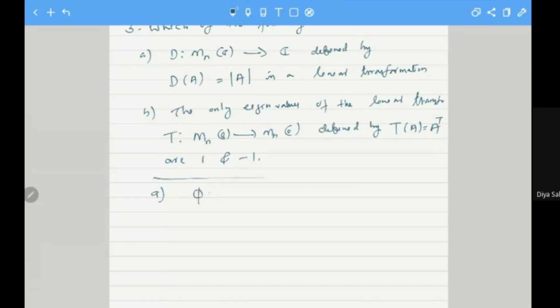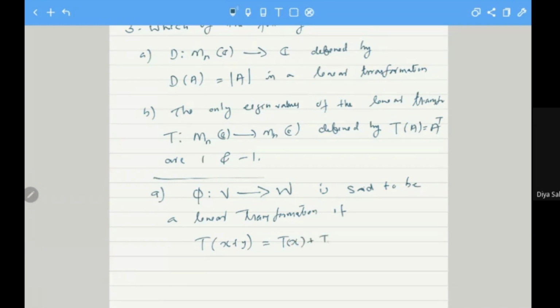A map T from a vector space V to W is said to be a linear transformation if T of x plus y equals T of x plus T of y, and T of alpha x equals alpha times T of x, where alpha is from the field F. So a map having these two properties is called a linear transformation. I hope all of you know this.